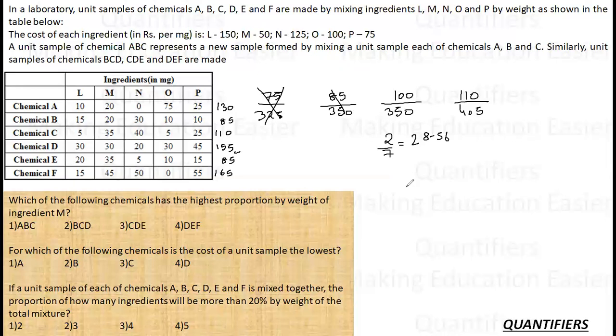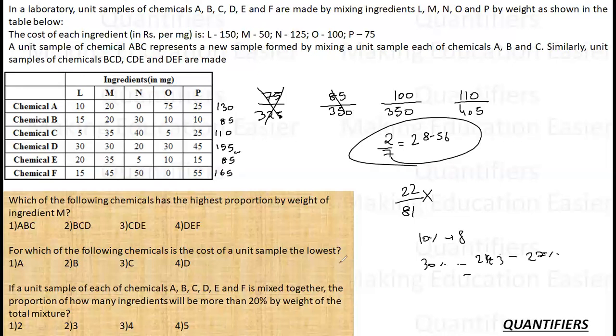And 110 by 405 is 22 by 81, which translates to 10% is 8, 30% is 25.3, 24.3. So we have to come back 1.1, that is 1%. So it is somewhere around 27%, which is lower than that, right? So the highest percentage is 28.56, which is the answer for the first question. I hope you got it.